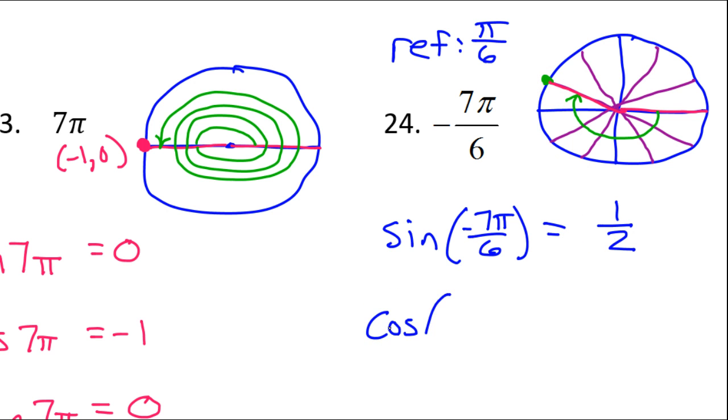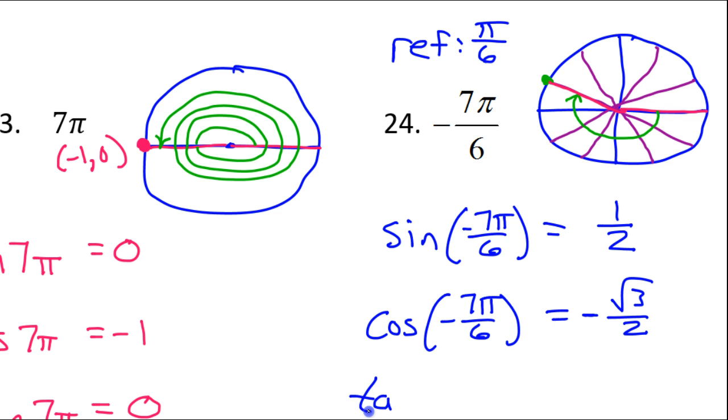What about the cosine of negative 7 pi over 6? Well, I'm thinking about the cosine of pi over 6, and I know that that's radical 3 over 2. Do I need a negative on it? Well, in this quadrant, cosine function is negative. So yeah. Now tangent. Tangent of negative 7 pi over 6. Tangent is sine over cosine. The denominators will cancel out, so that's going to leave 1 over radical 3. Since one of them is positive and one of them is negative, the tangent will be negative.